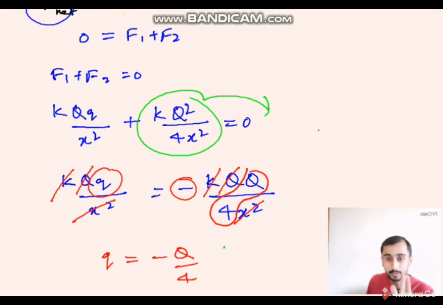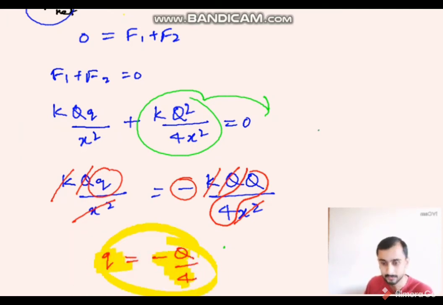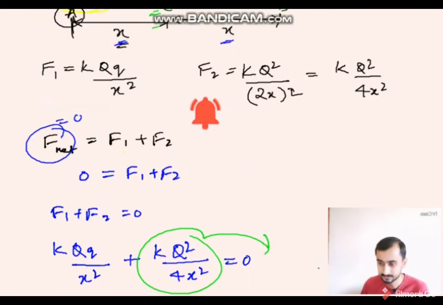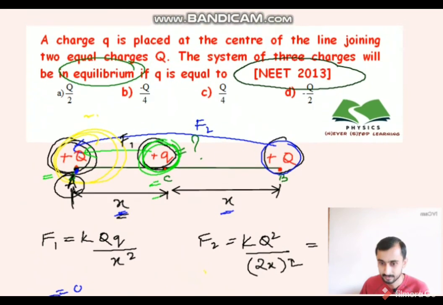So what they have asked is, for this system to be in equilibrium, what must be the value of small q? Now we got that answer. The value of small q is nothing but minus Q by 4. If you look at the answers, where is it? Yeah, option 2, right? Minus Q by 4 is the correct answer.